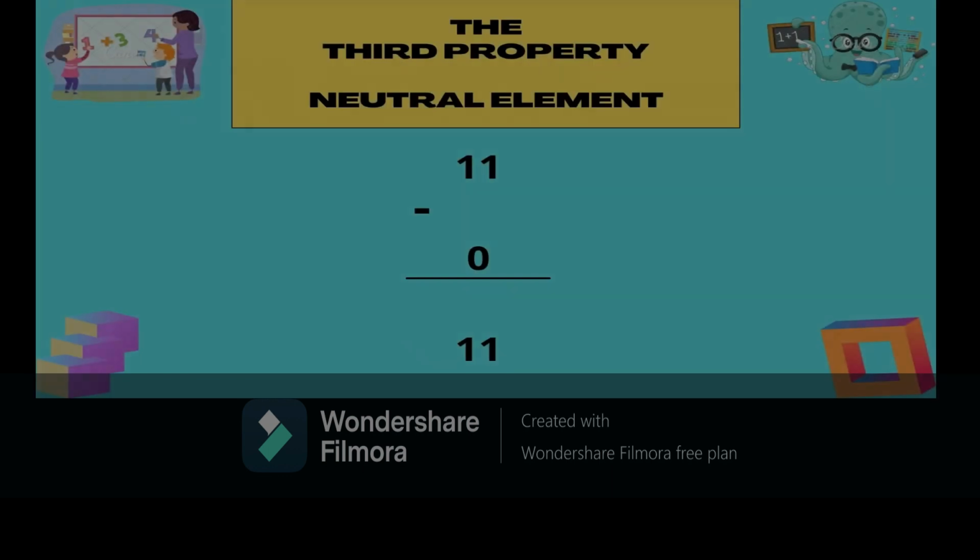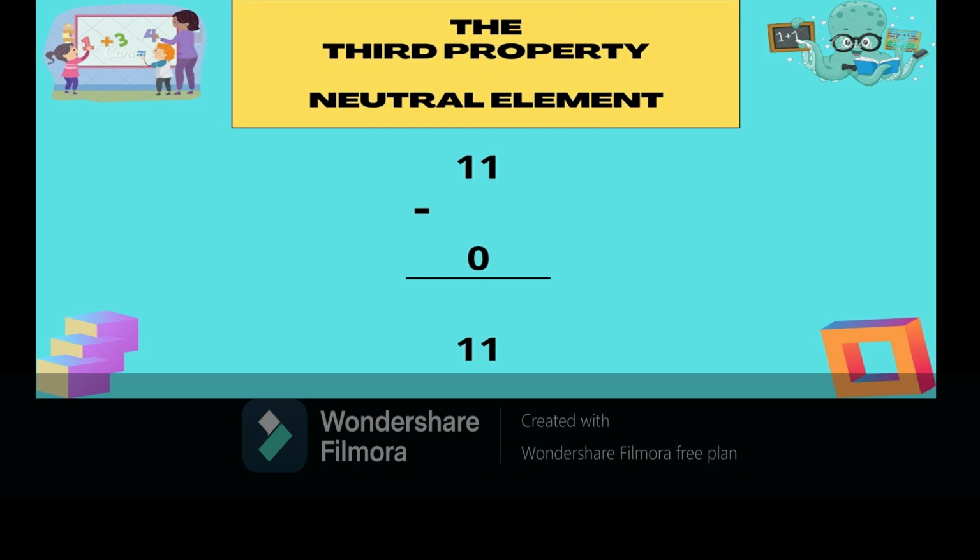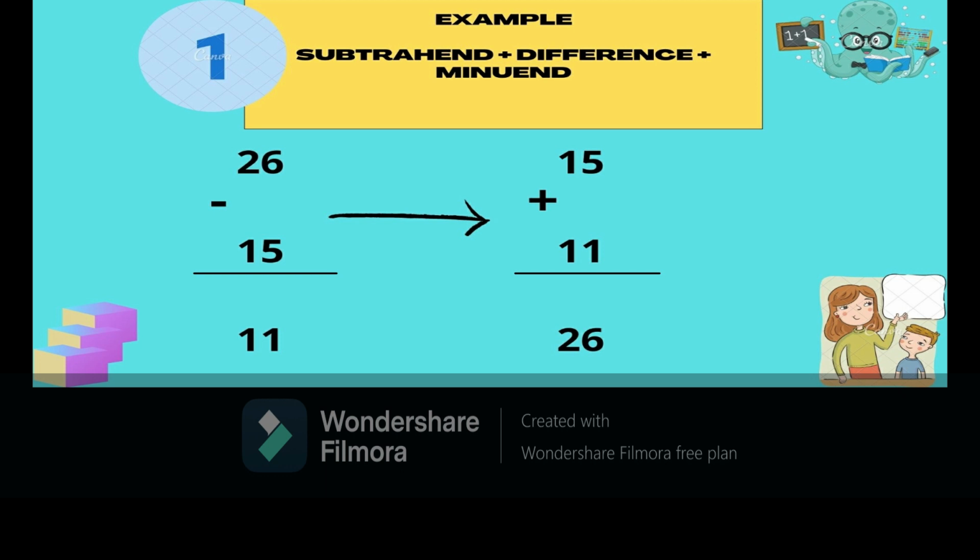The third property is neutral element. This property tells us that the subtraction of any number and 0 equals the same number. So 11 less 0 equals 11. To understand better this topic, I have an example and some exercises which you have to resolve.